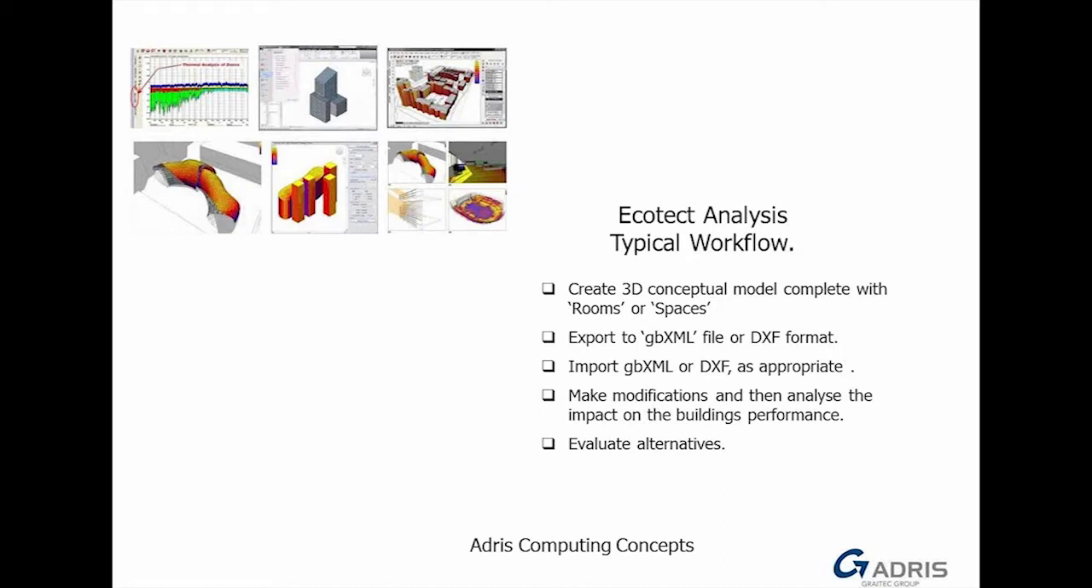We would then import either of those two as appropriate into Ecotect, then make modifications to the properties of the analysis, and then actually see the impact those modifications would have on the building's performance. And then we would go through an iterative process whereby we would make these modifications, see the impact, and carry on with that process until we determine the most efficient design.